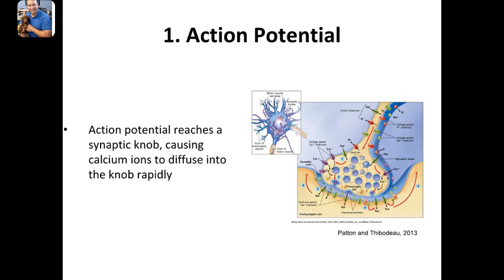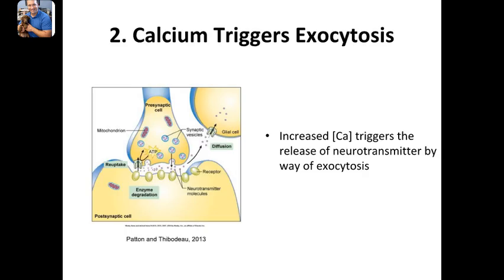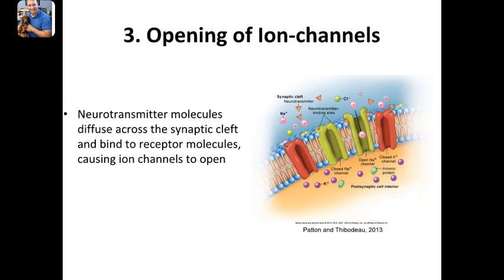Calcium ions are going to flood in. Boom. Calcium is going to cause these synaptic vesicles to pop and release their neurotransmitter, their chemical messenger, inside the cleft. The neurotransmitters cross the cleft and link up with the postsynaptic neuron.